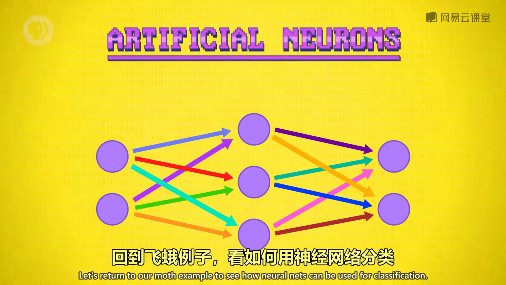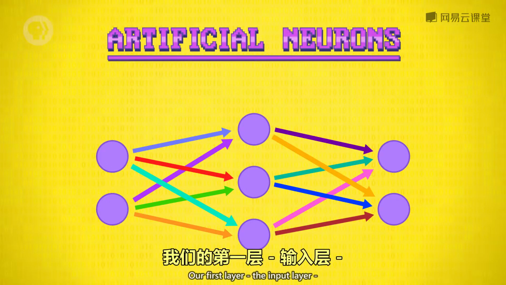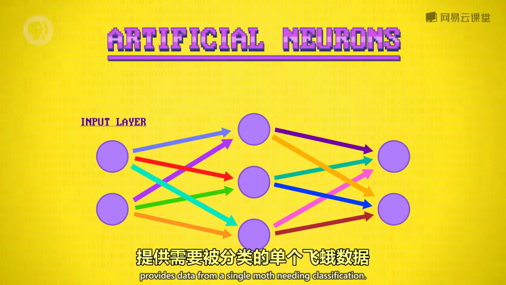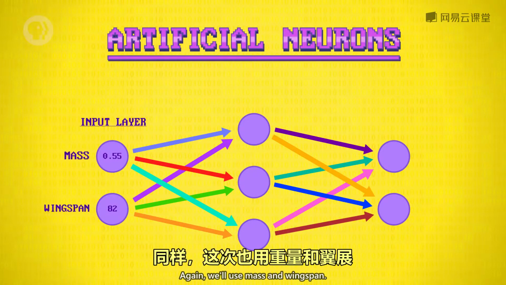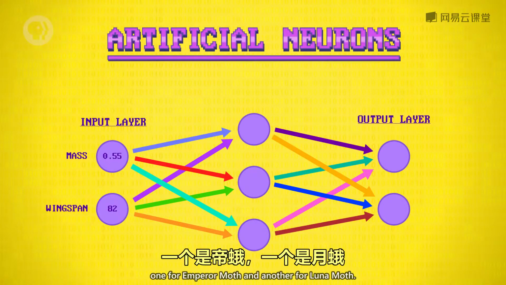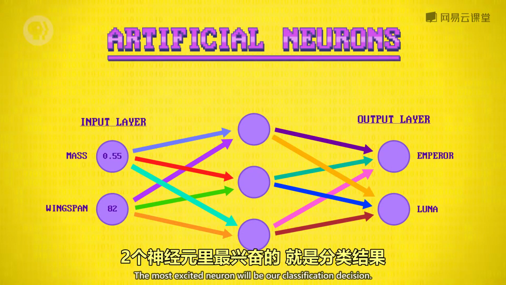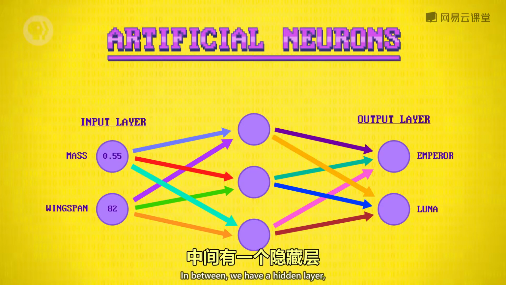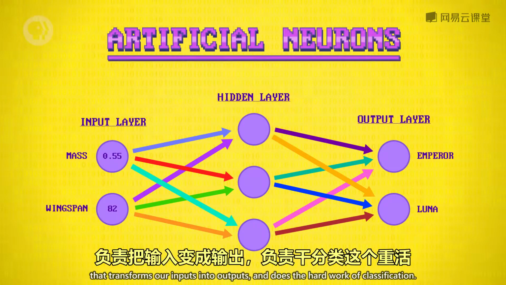Let's return to our moth example to see how neural nets can be used for classification. Our first layer, the input layer, provides data from a single moth needing classification. Again, we'll use mass and wingspan. At the other end, we have an output layer with 2 neurons, one for emperor moth and another for lunar moth. The most excited neuron will be our classification decision. In between, we have a hidden layer that transforms our inputs into outputs and does the hard work of classification.